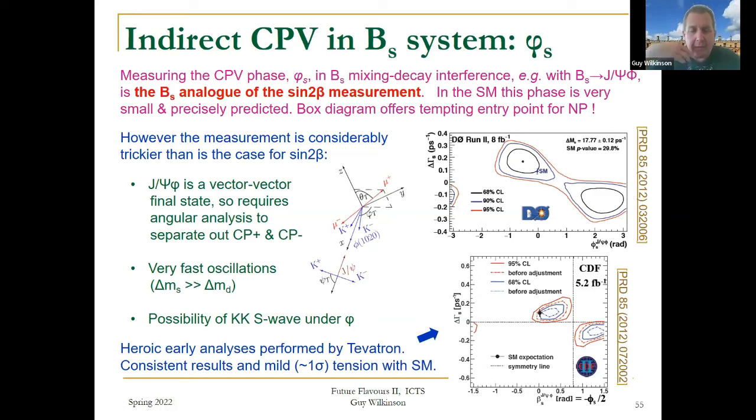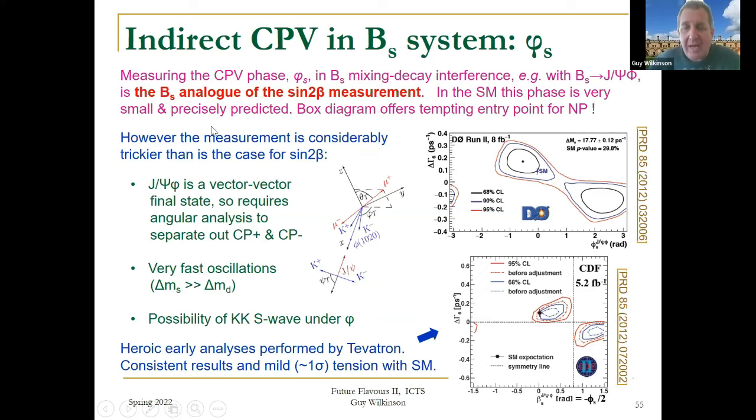Another problem is that the signal we are seeing is on top of an oscillation, and the oscillation is very fast because delta ms is much bigger than delta md. And there are other issues, but let me just stop there. But still, the earlier analyses at the Tevatron were very heroic. They were really just pathfinding analyses. They actually had a mild tension with the standard model. They're about 2 sigma away.